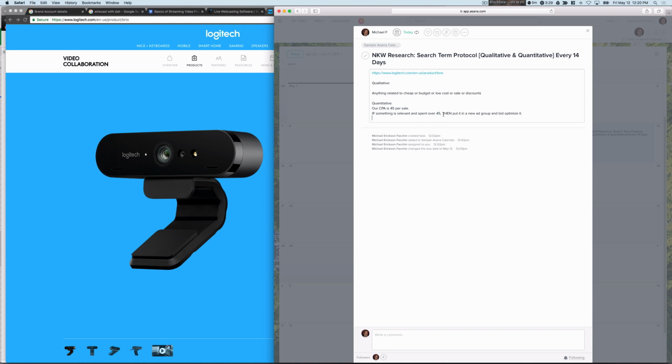In a situation like this, maybe you put it into a new ad group and you bid optimize it. Because these are search terms we're looking at, we can't bid specific to the search term. But if you peel it out of your search terms and stick it into a new ad group, or into the same ad group, you can start to bid optimize. So you can bid it down a little bit and get those same clicks a little bit cheaper. That's really the protocol here.